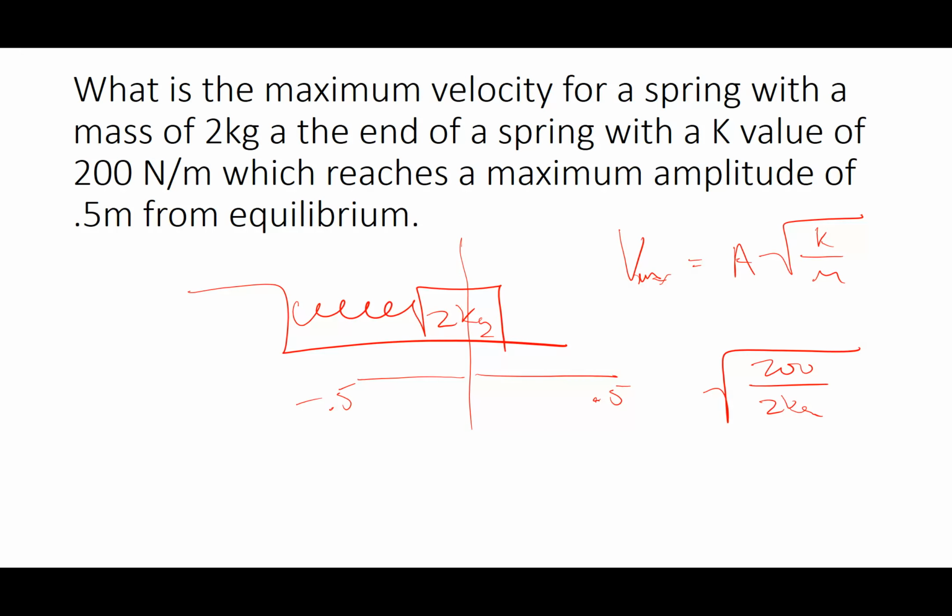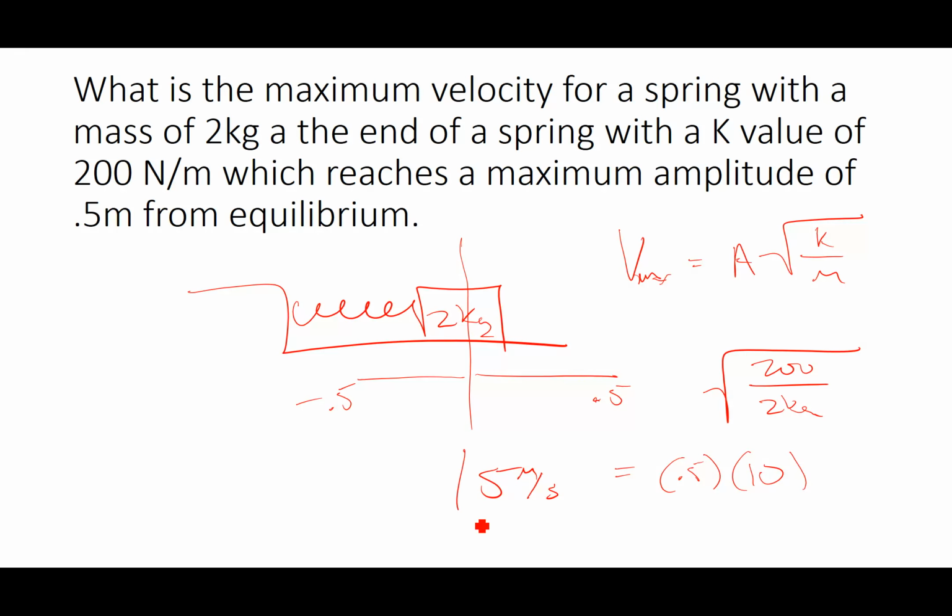K is 200 divided by my mass of 2 kilograms, all under the radical. 200 divided by 2 is 100. The square root of 100 is just 10, times 0.5 equals 5 meters per second.